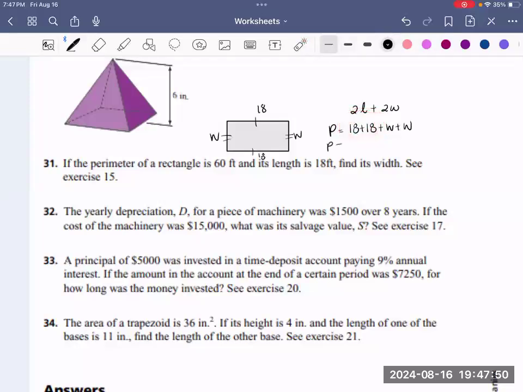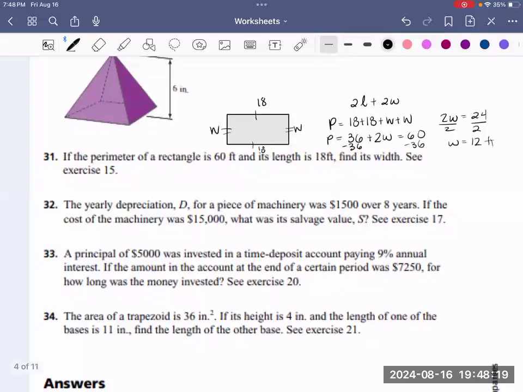So we have P is equal to 36 plus 2W, which is equal to, in total, 60. Subtracting your 36 from 60, we get 24. So now you have 2W is equal to 24. Divide by 2, we get W is equal to 12, or 12 feet. Make sure you put your units on them.